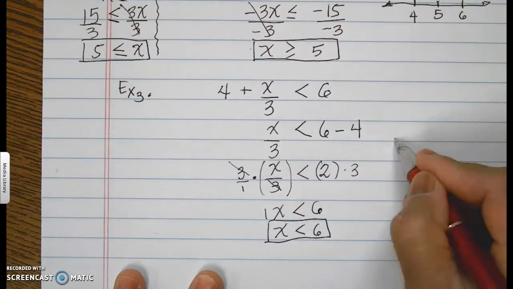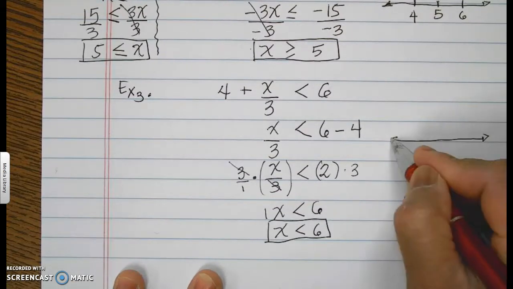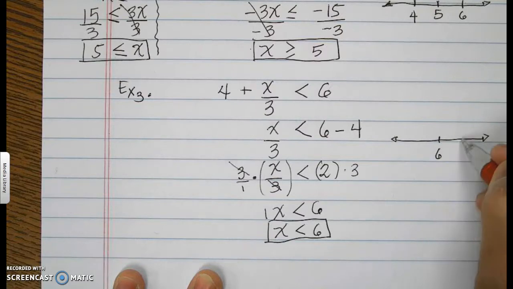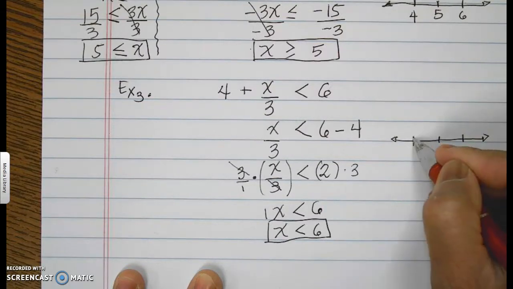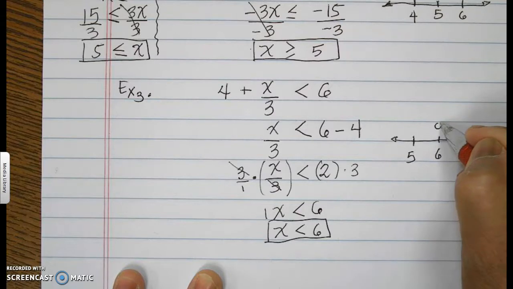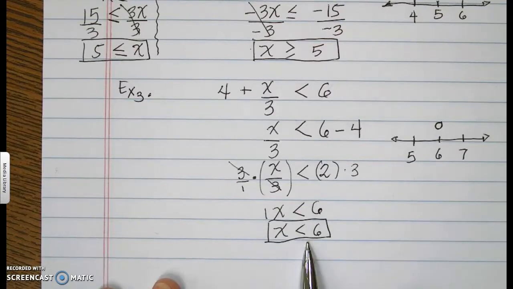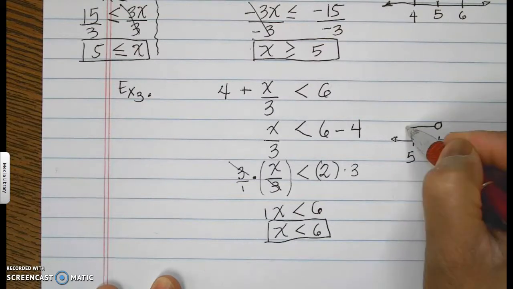Therefore, your graph would look like this. 6 right here. On the right is 7. On the left is 5. You put the circle unshaded because there's no equal sign, and you go to the left because it says less.